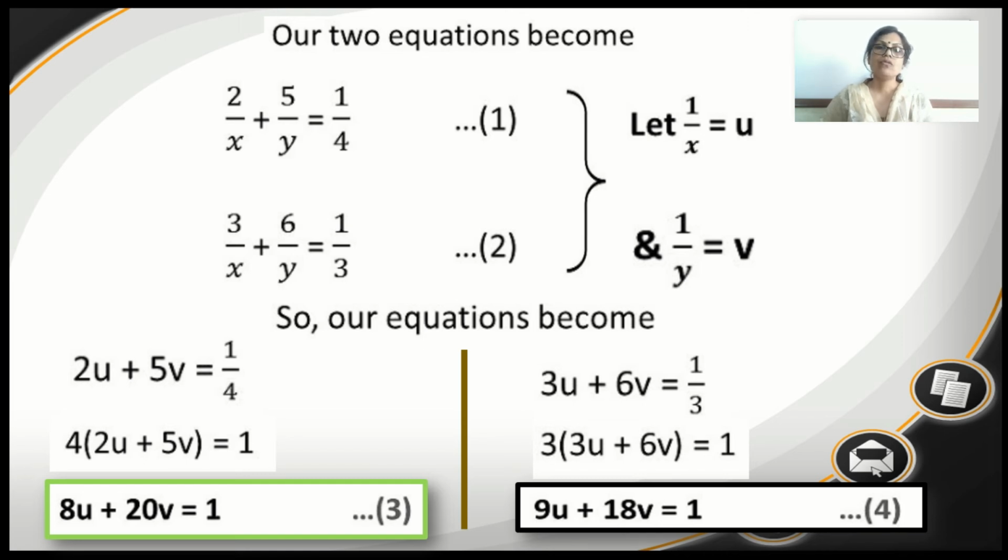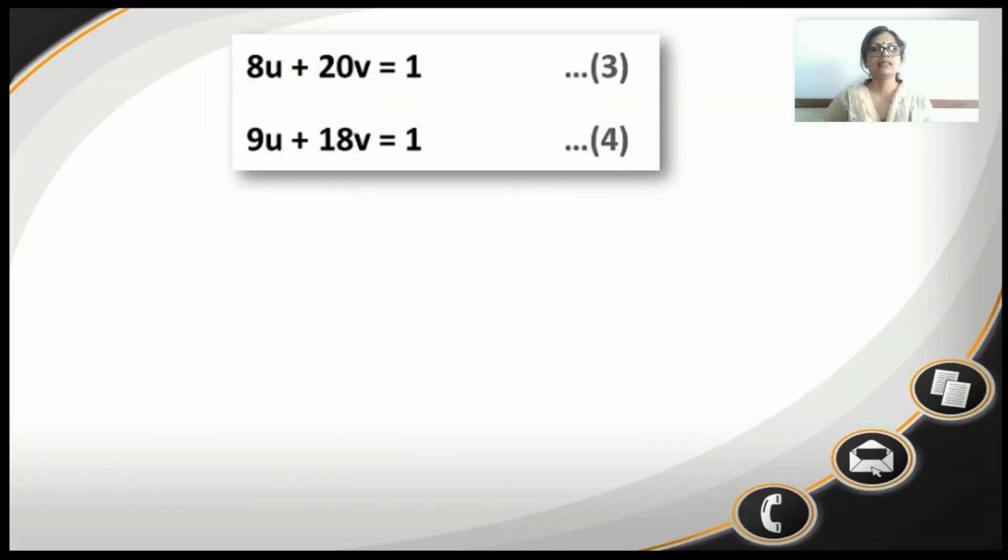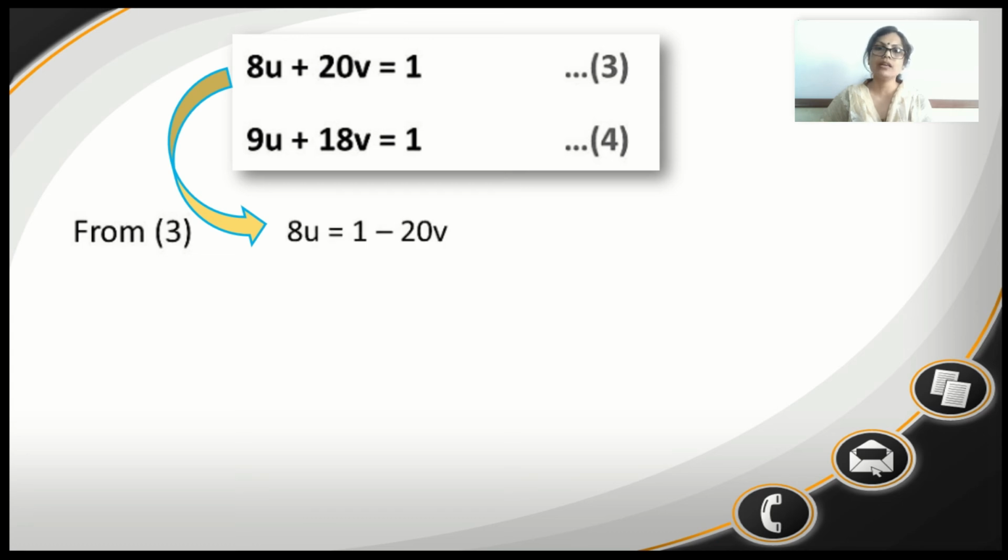Now these two are the equations which we can solve, and how to solve is your choice. In this case, we will solve it by substitution method. So from equation 3, we will write the value of u. For that, I will write 8u is equal to 1 minus 20v. That will give me the value of u, and that is 1 minus 20v upon 8. Now you all are aware, I think you must be going faster than me. You have to put this value of u in equation 4.